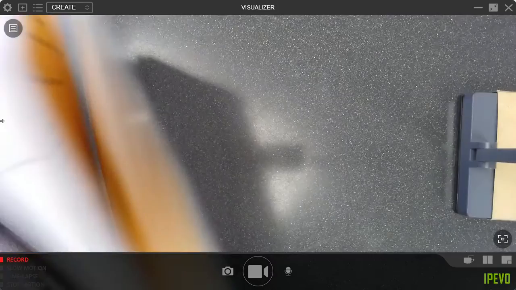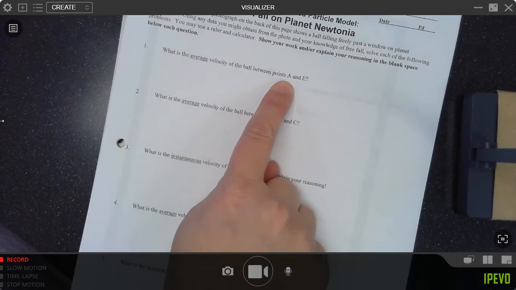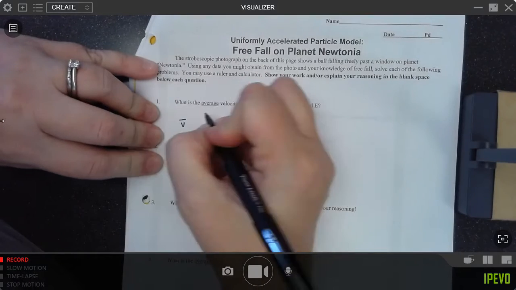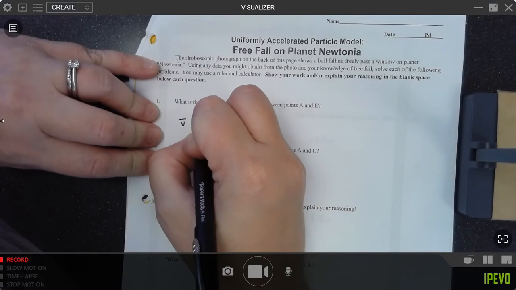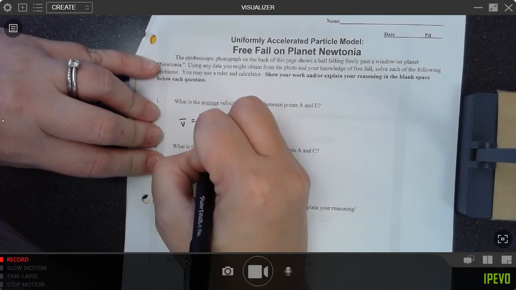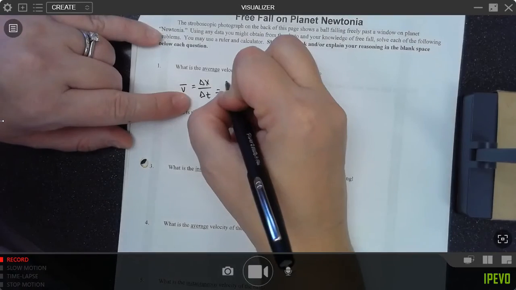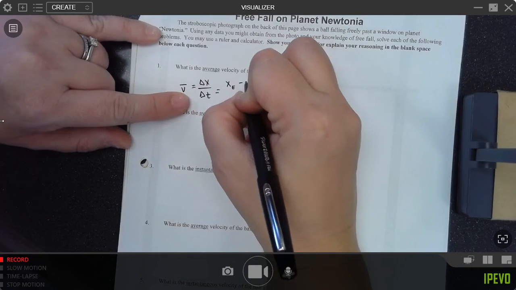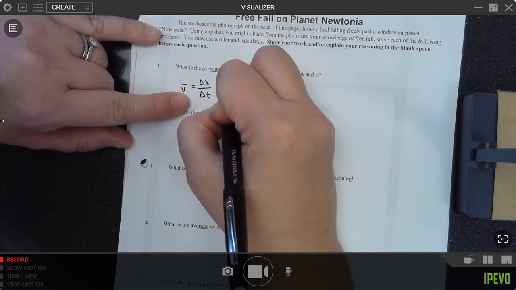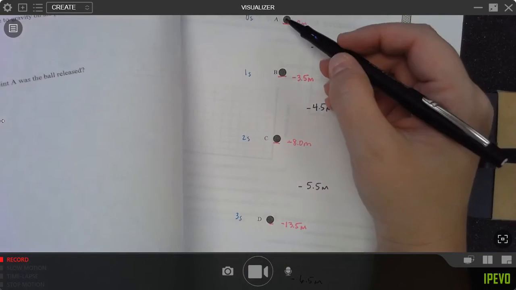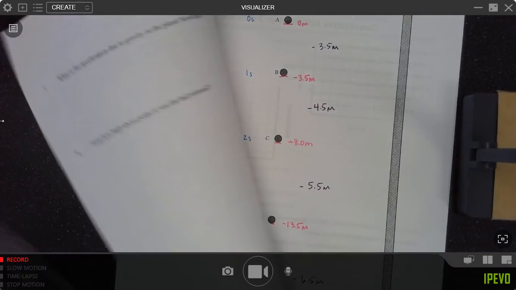All right, so I'm going to flip back over here. My first question says, what's the average velocity of the ball between points A and E? If I'm going to calculate average velocity, I remember from a couple units ago that my average velocity is going to be the change in displacement divided by the change in time. Dr. Malley's just going to write this out the long way. So my position at E minus my position at A divided by the change in time between them. So the change in time here from A down to E is going to be 4 seconds.